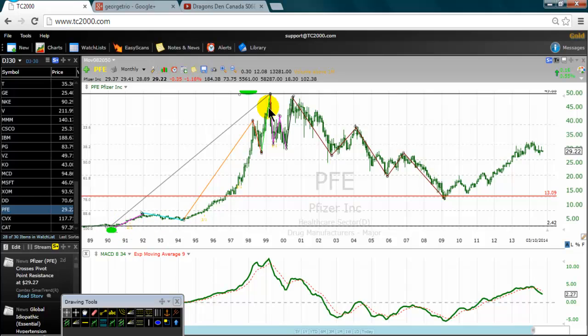The bullish trend alone does not form the cycle. Remember, the cycle is completed after the profit-taking, right here. So the cycle that began in 1990 ended in 2009.